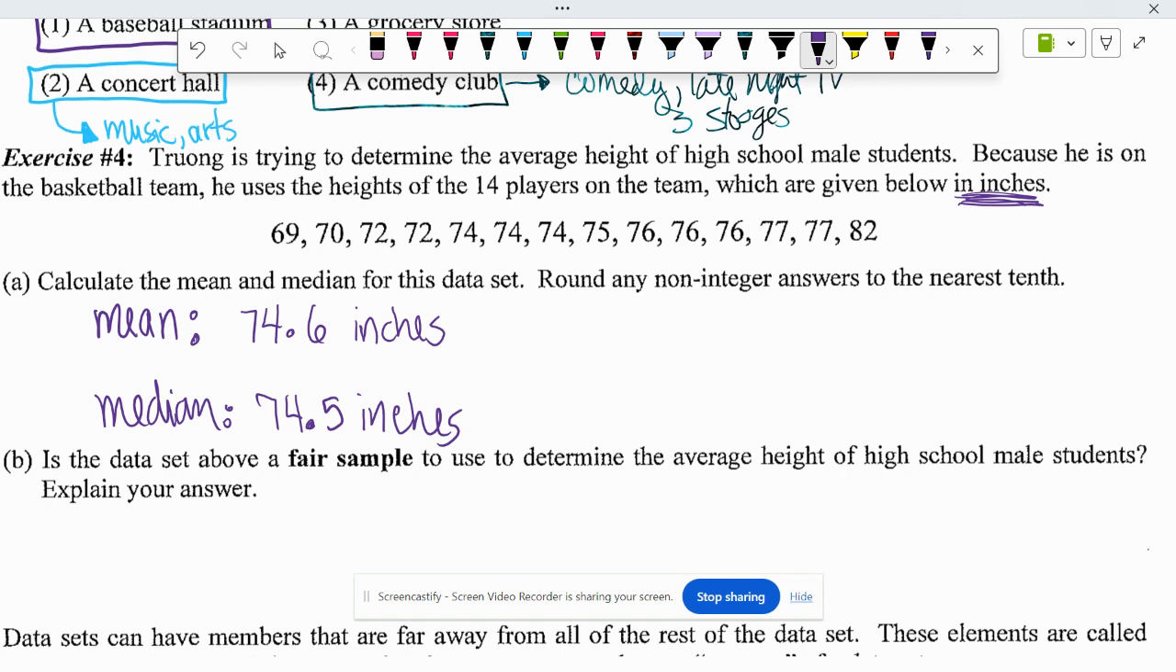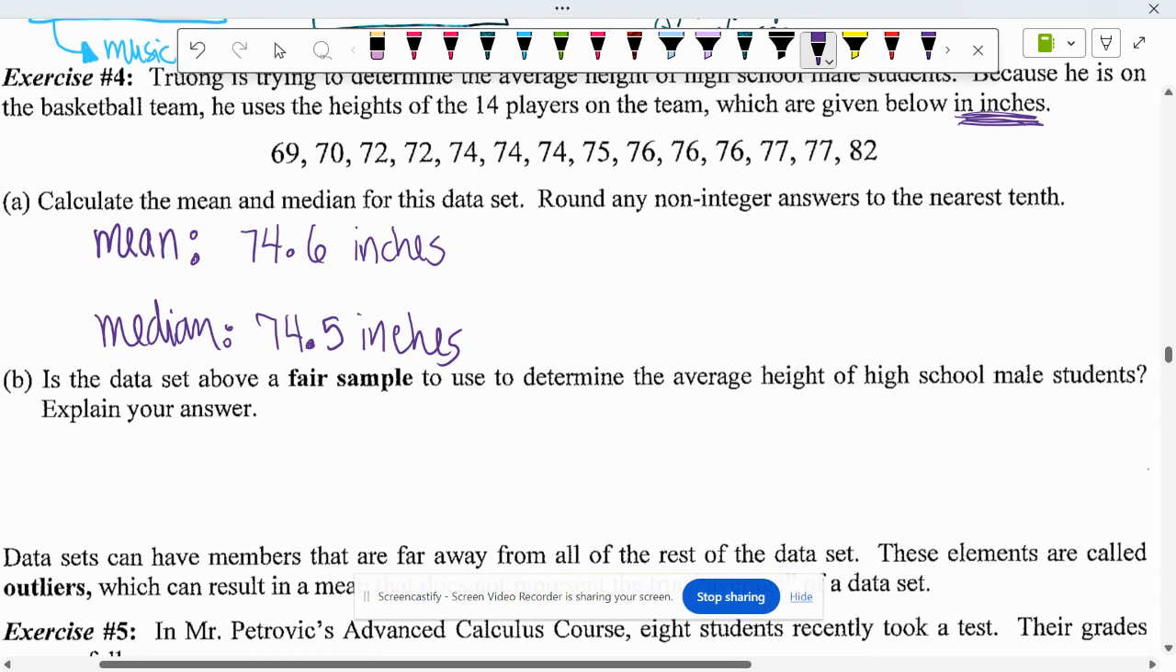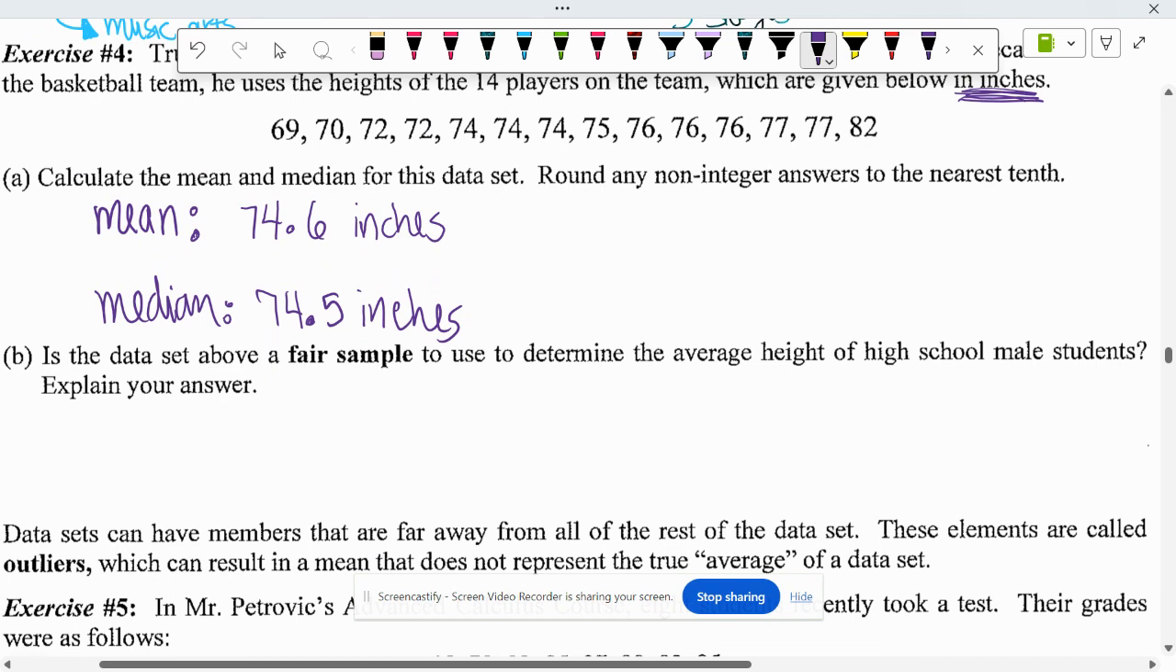Okay, yesterday we did an activity with inches. I think it was yesterday. How tall is 6 feet in inches? Like 72. So that means that the average high school male is at least 6 feet tall. Is that right? Okay. So is the data set above a fair sample? Why or why not? What do you think, Carla? Is the data set that we used a fair sample? Why or why not? You play basketball.